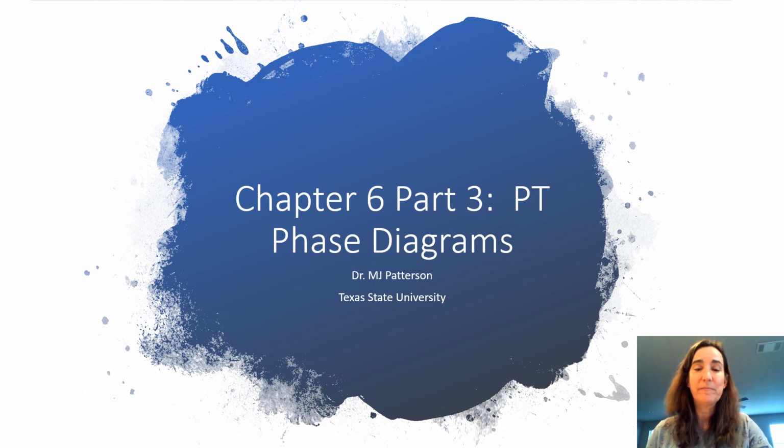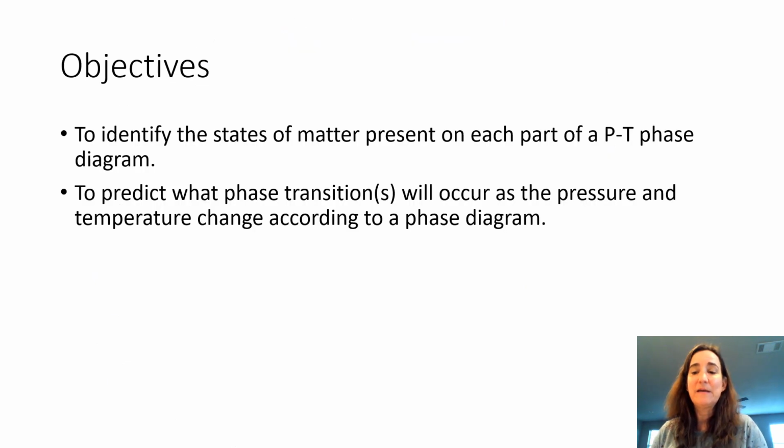In this video we're going to continue our discussion of Chapter 6 and focus on something known as pressure, temperature, or PT phase diagrams. We'd like to be able to identify the states of matter present on each part of a PT phase diagram, and if we're at a particular temperature and pressure and move to a different temperature and pressure, predict what phase transition will occur, if any.